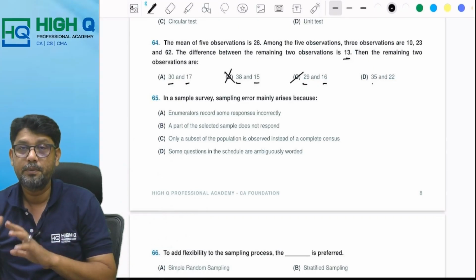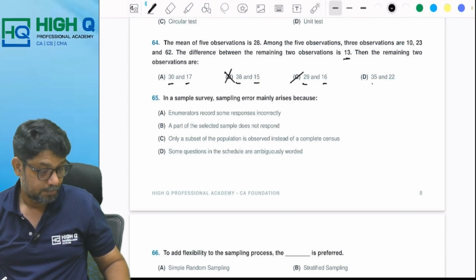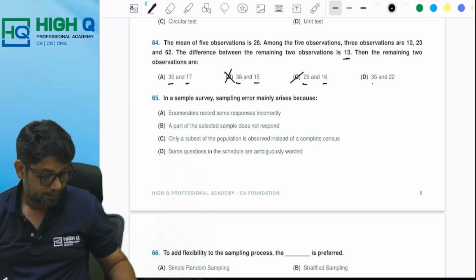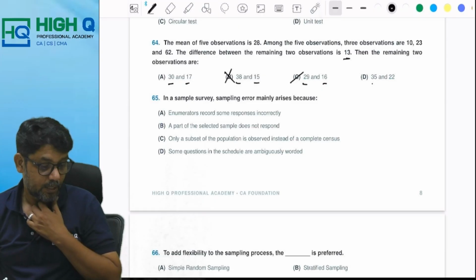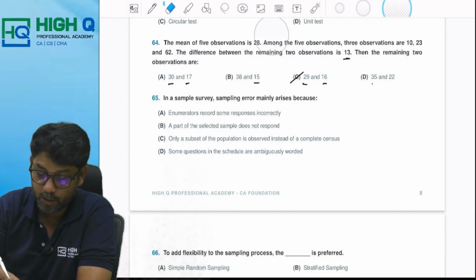So what I'm going to use is the trial and error method. Arithmetic mean formula: sum of all observations divided by the number of observations. What I'll do, 10 plus 23 plus 62 plus 29 plus 16 divided by 5 is equal to 28. Yes, sir. 28 is the answer.